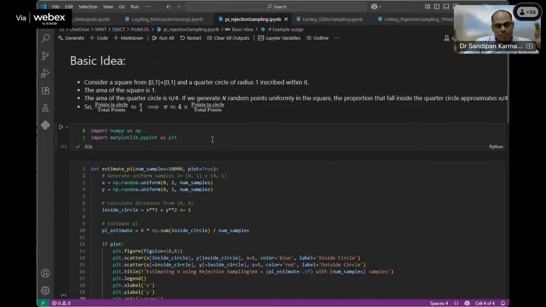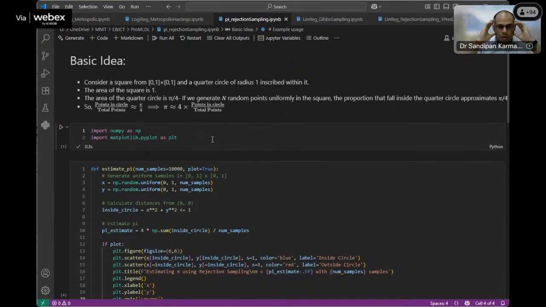We are generating some samples randomly. These samples are basically coordinates, the points. If the coordinate is suitable for us, then x coordinate to the power 2 plus y coordinate to the power 2 will give you a value less than or equal to 1.